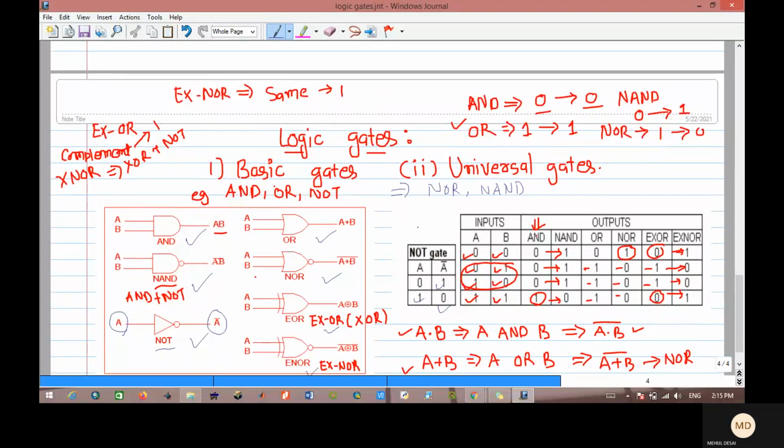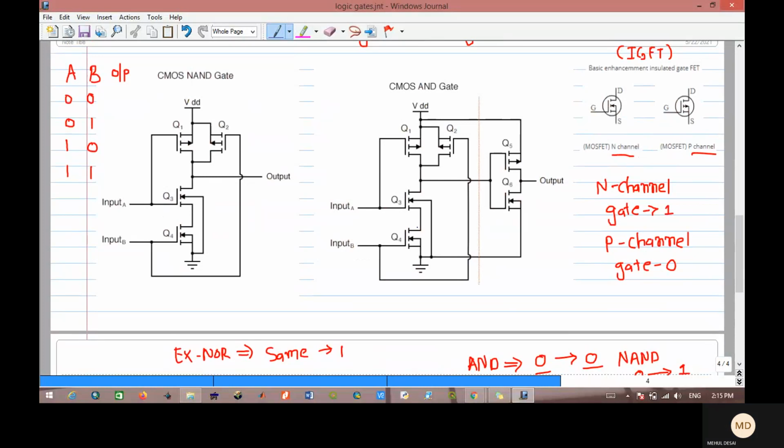Now move forward. Now we can make the gate. This is the symbol, but a gate is basically made from transistors. So if we have a CMOS, complementary metal oxide semiconductor MOSFET, then how can we develop the gates? We can develop all the gates using CMOS. CMOS is a combination of 2 MOS, NMOS and PMOS. So here the basic structure of the NAND gate is developed.